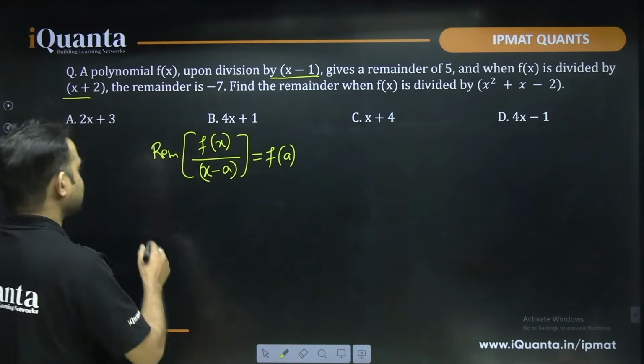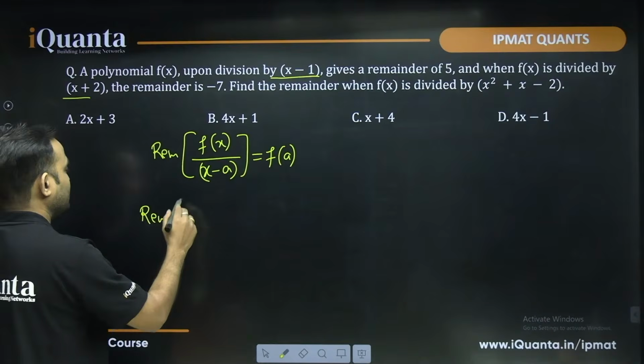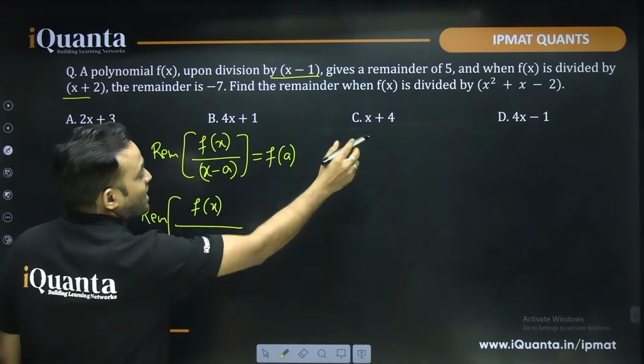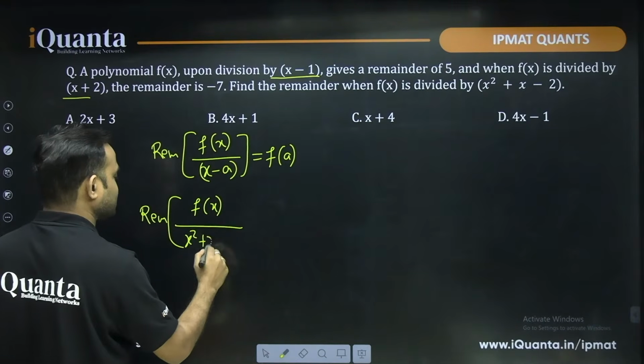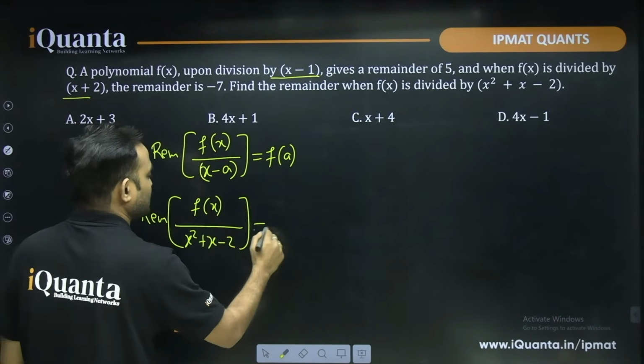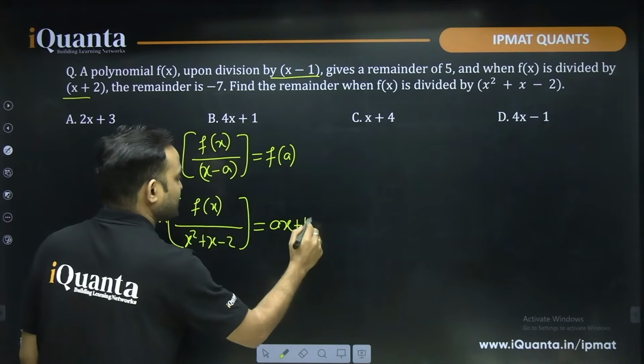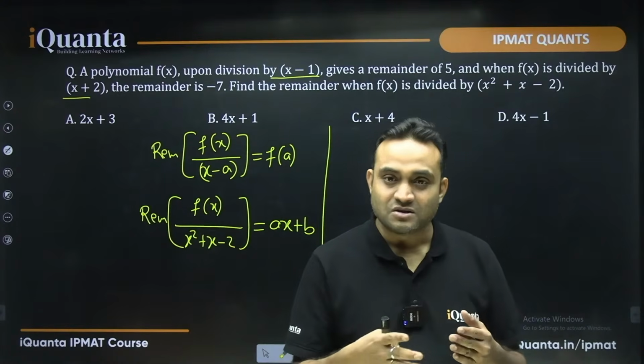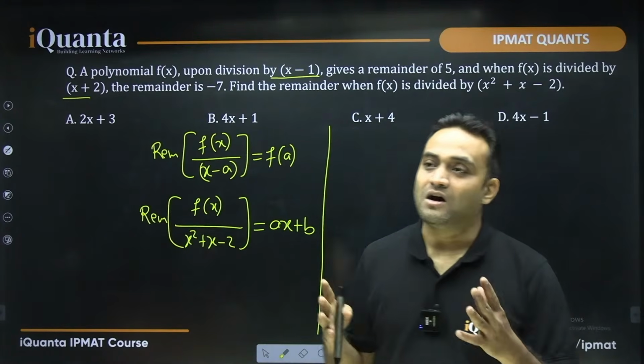Now what we can say, remainder as f(x) is divided by a quadratic expression x square plus x minus 2, this will be ax plus b. Means the remainder could be a linear expression or it could be a constant, right?